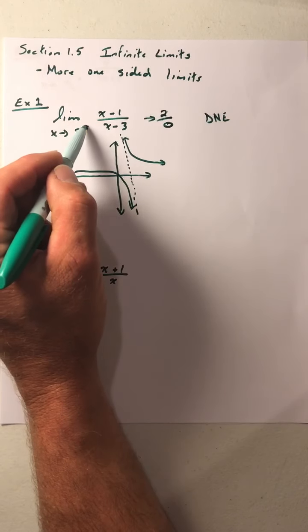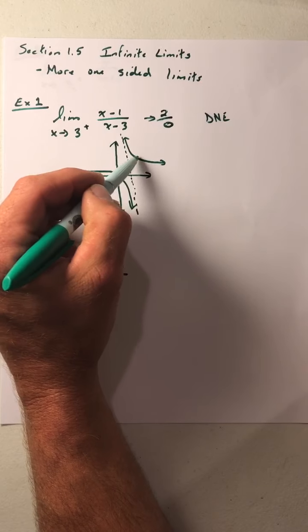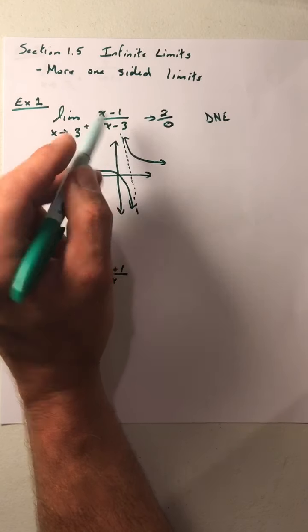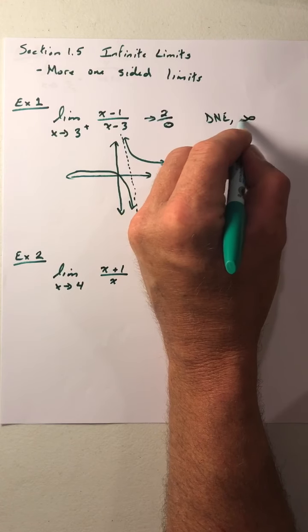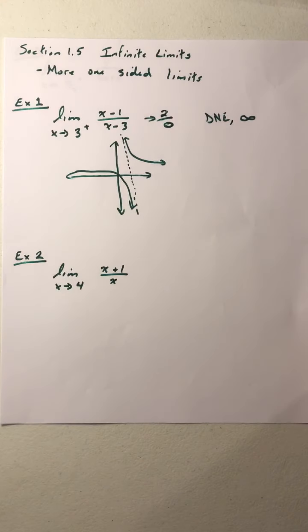So as x goes to 3 from the positive side here, we're looking at going to positive infinity. So we know it does not exist, but we're also going to put in that it goes to positive infinity, just to give a little better idea of what's happening with it.